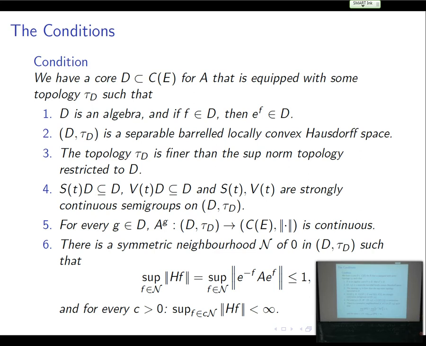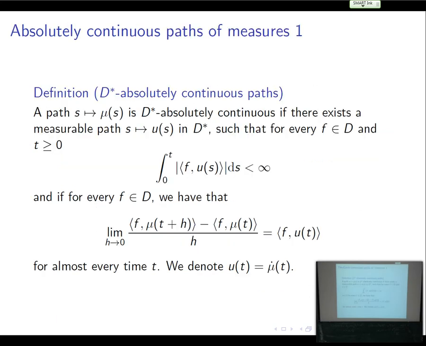Well, the final one is a property on, let's say, the growth of H, and this will come in handy later. But the first thing I want to look at now is how to actually differentiate a path of measures in a suitable sense. So I now can define D star absolutely continuous trajectories. So that is what I was after, and this is what I will need for my setup.